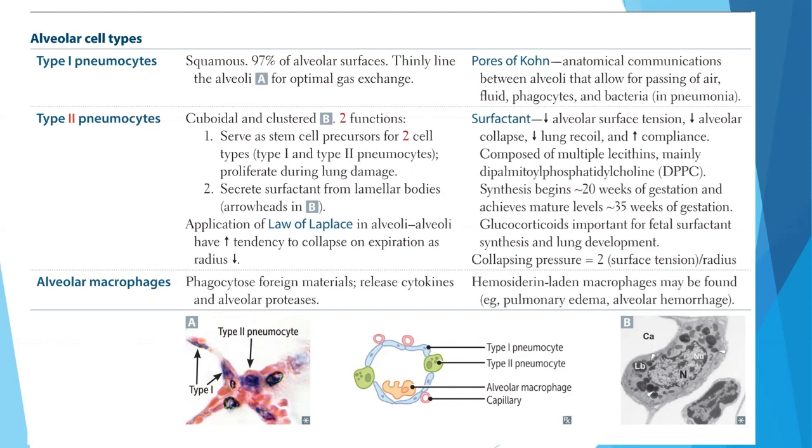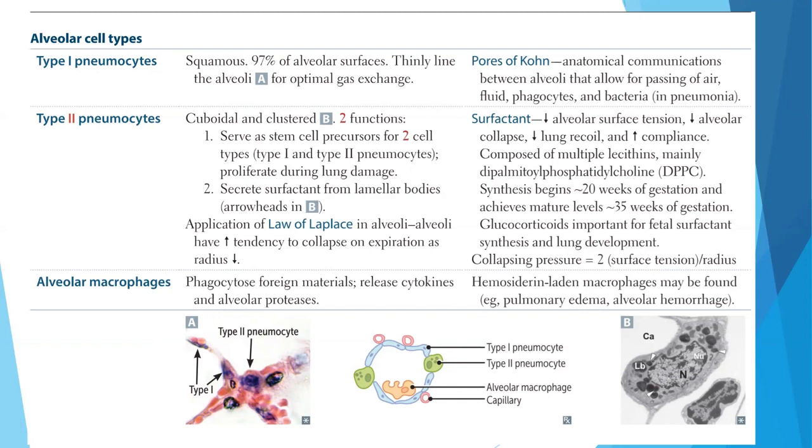And the alveolar macrophages phagocytose foreign materials and release cytokines and alveolar proteases. So that is the basic function of any macrophage. The hemosiderin-laden macrophages may be found in case of pulmonary edema or heart failure. Now, these are all due to the alveolar macrophages. The histological figure of the alveoli is very, very important. And there is something called the pores of Kohn. The pores of Kohn are the anatomical communications between the alveoli that allow for the passage of air, fluid, phagocytes, and bacteria.